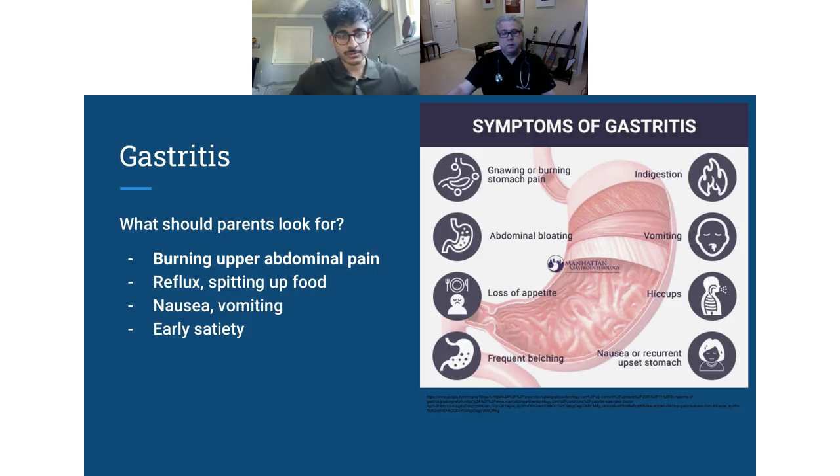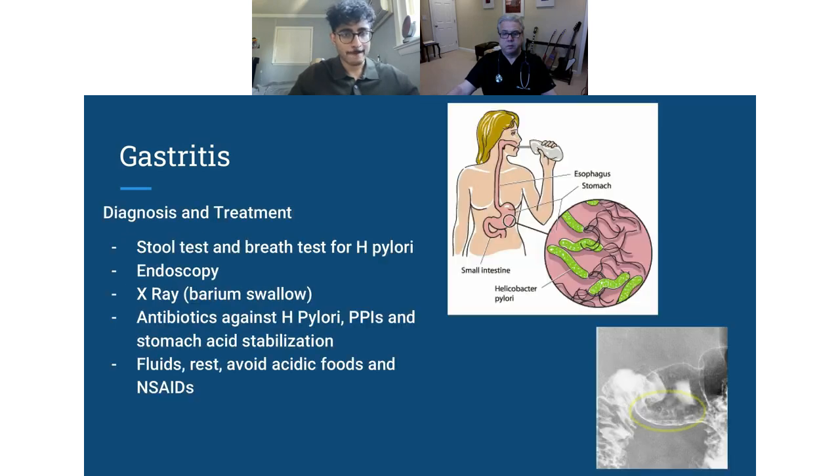And here on this picture, I just have an overview, same symptoms that we just discussed. They might also have some bloating and hiccups, as well as recurrent upset stomach, and they might belch due to the nausea and vomiting symptoms.